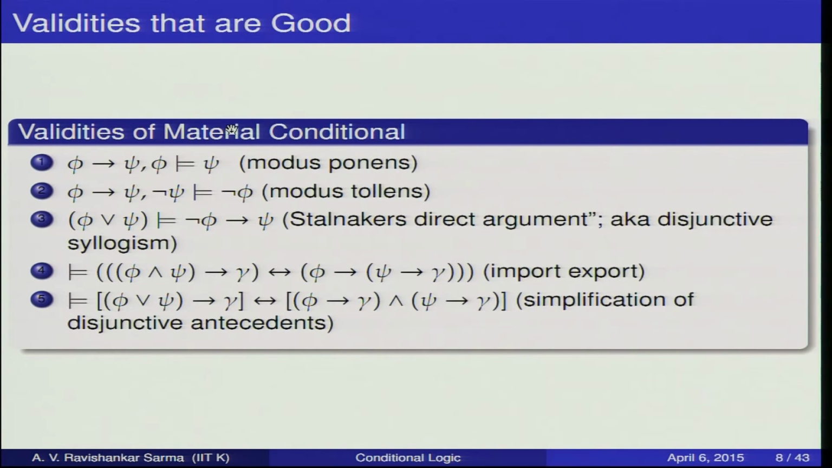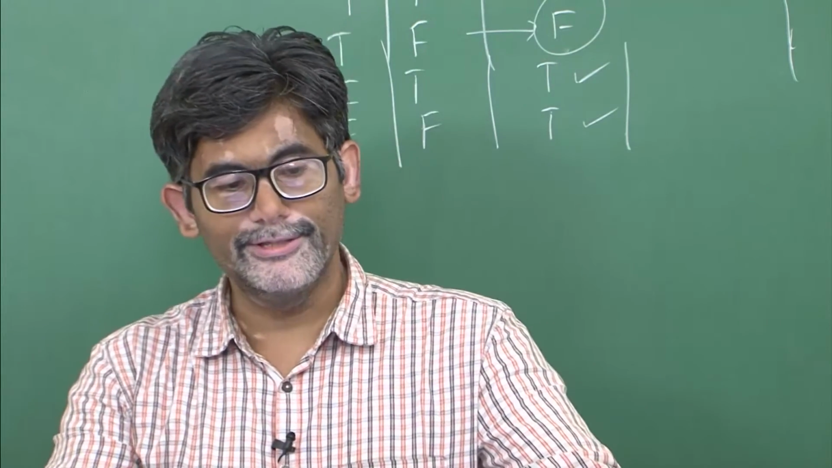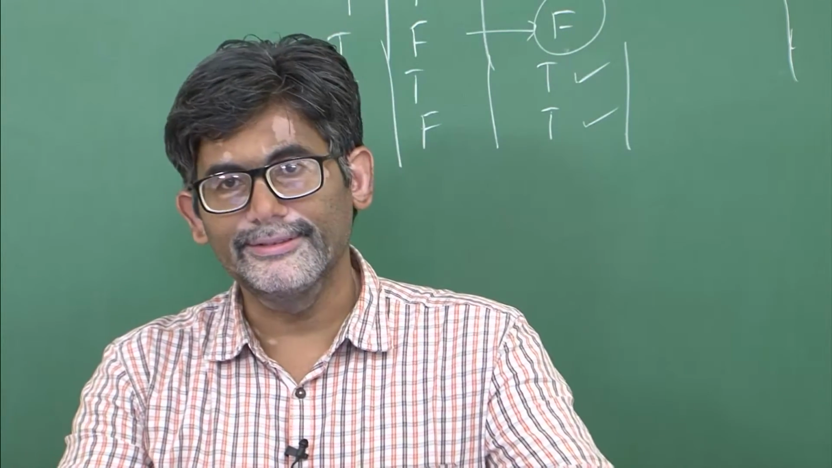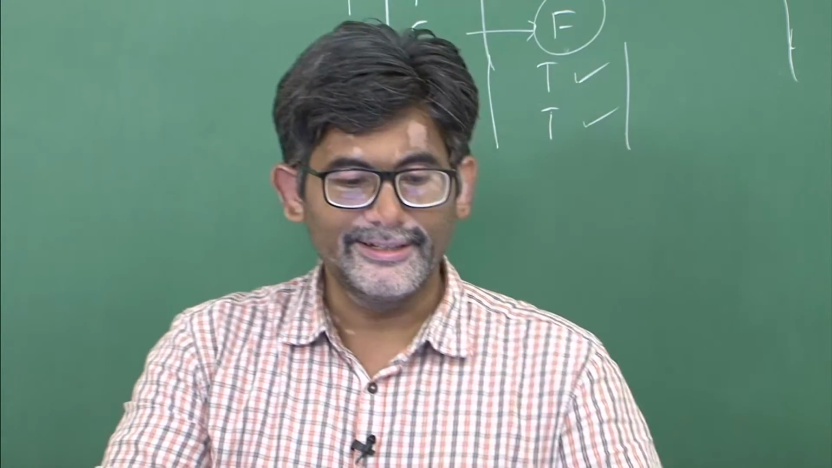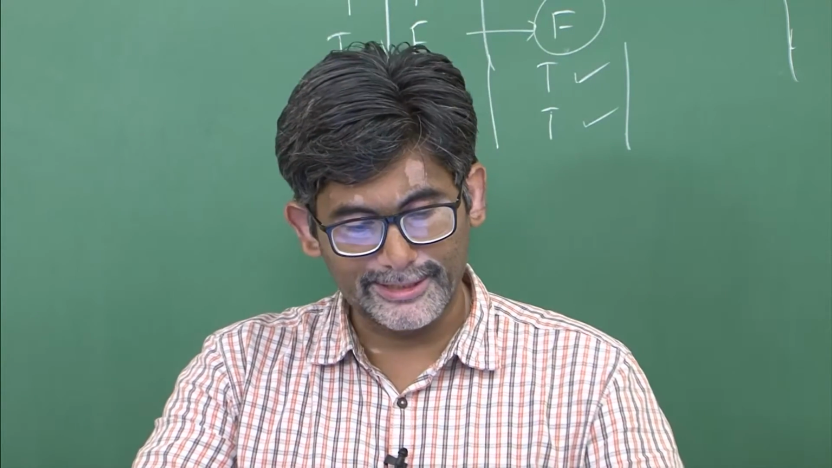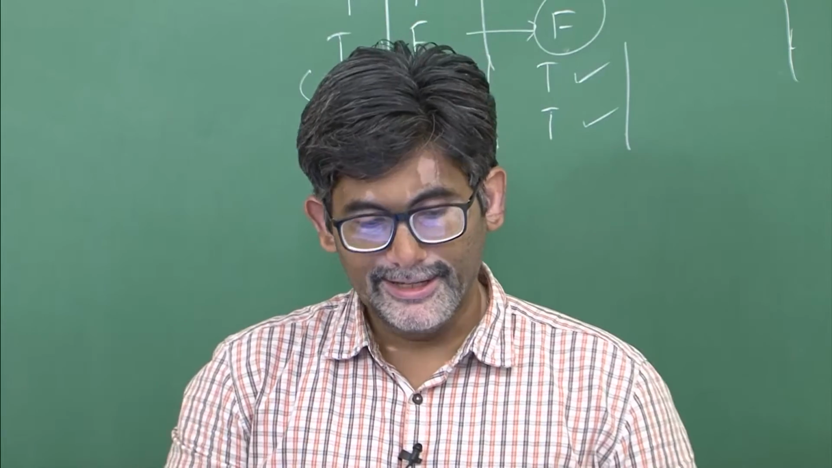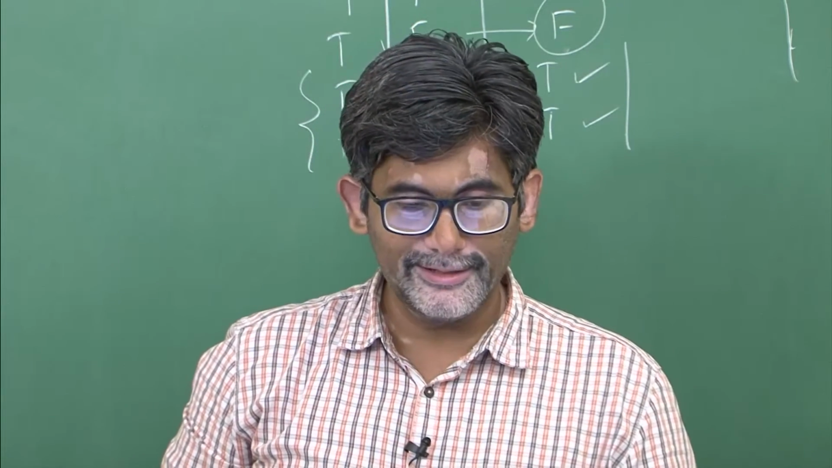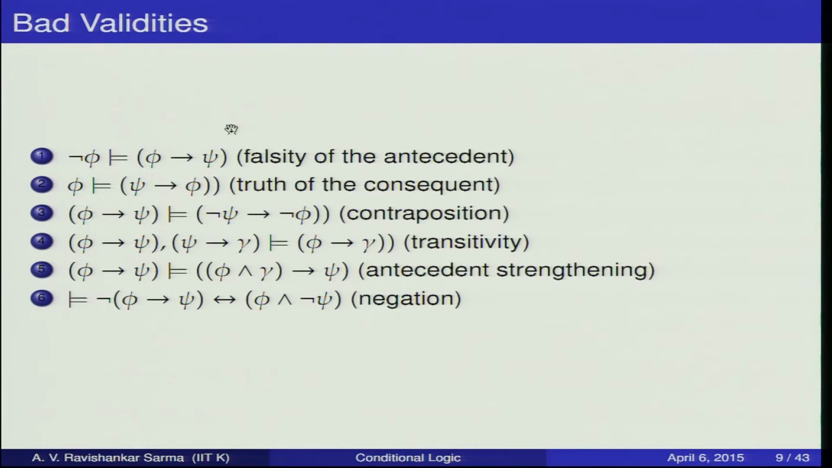Now when we try to analyze the conditional sentences using material implication, there seem to be some good validities like modus ponens, modus tollens, etc., and import-export, simplification of disjunctive antecedent, etc. But there are some other types of inferences that we call bad validities, not bad in the sense that they are really bad, it is a subjective kind of thing. These lead to the paradoxes of material implication.